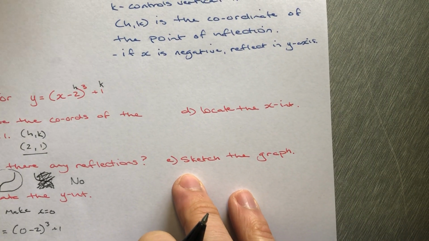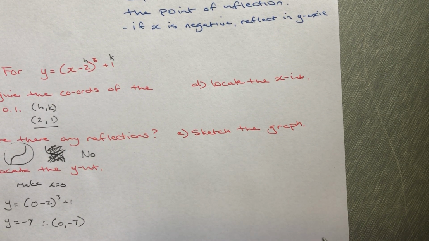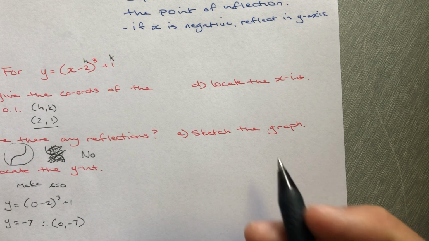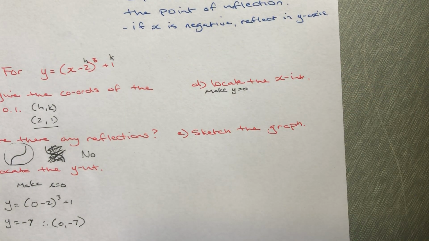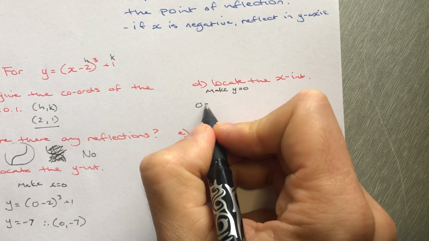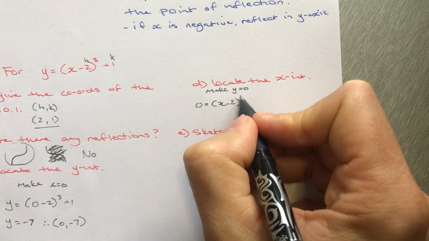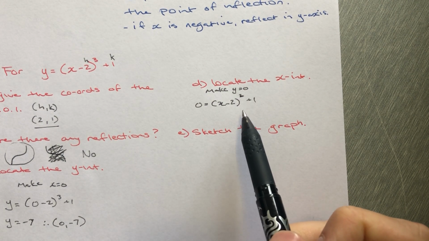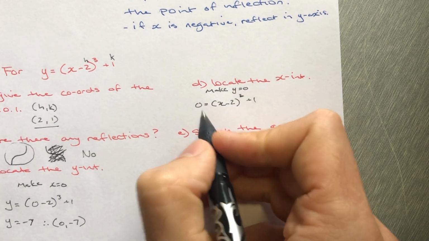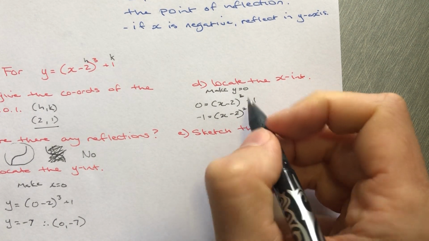All right, let's move on to the next part, D, which is locate the x-intercept. Okay, that's pretty similar to y, isn't it? You just make y equal 0. I should have actually left more room here. Okay, so we want to make x the subject. So let's move this one over there. That's not a 2, that's a 3.